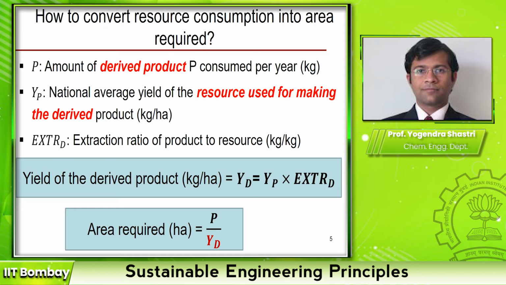Previously, when we were only dealing with the resource, it was p divided by yn, but now because we are talking about the derived product, the area required is p, which is the quantity of derived product consumed, divided by the yield of the derived product, yd. Okay, and a similar equation is used for several resources that you are consuming. Now this answers the first question, how to convert the resource into area required.